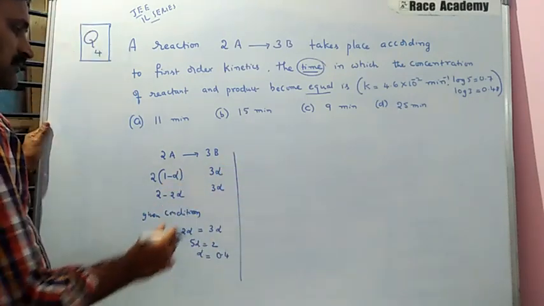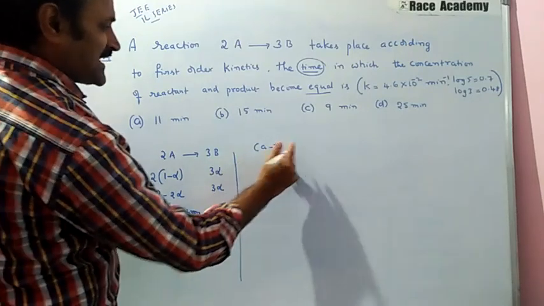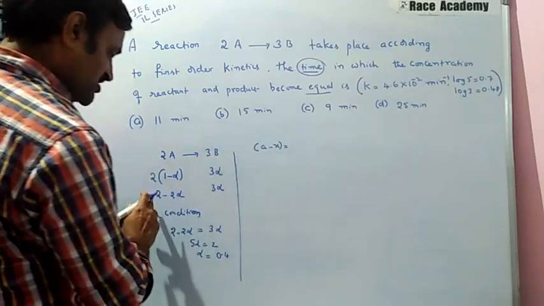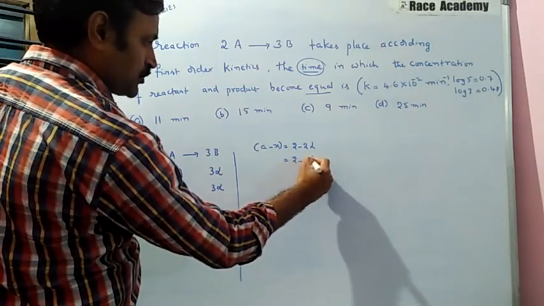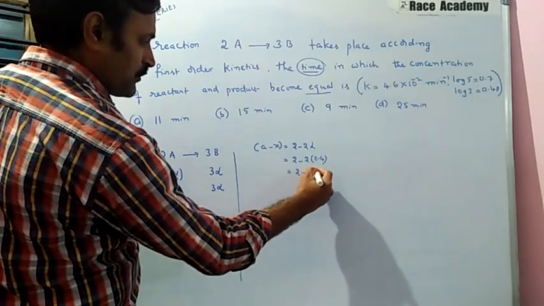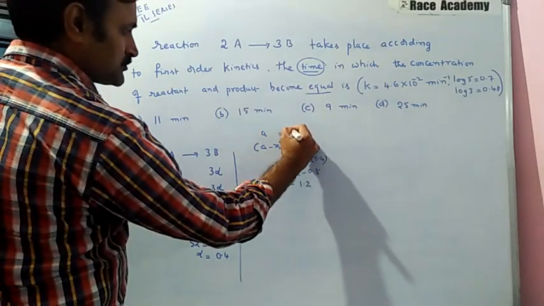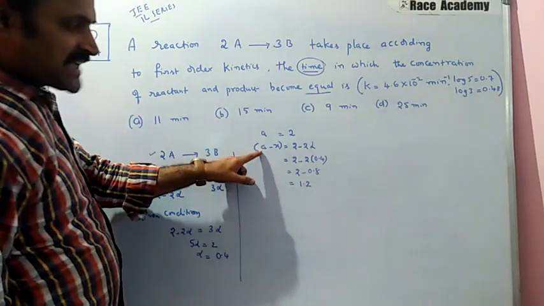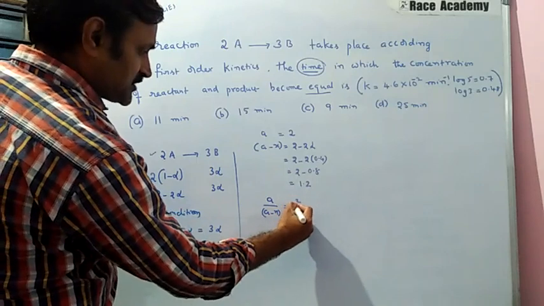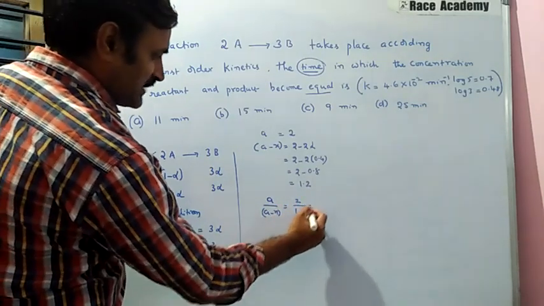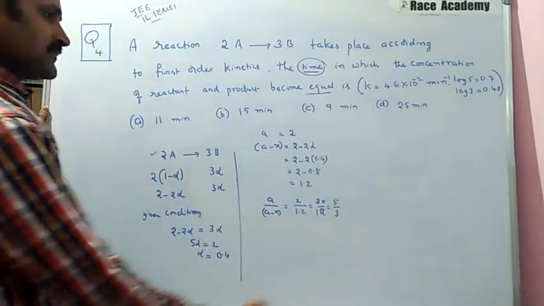From this information, we can understand that the concentration of the reactant at time interval t is A minus x. A minus x means this is 2 minus 2 alpha, that is 2 minus 2 into 0.4, which is 2 minus 0.8, we got 1.2. Initially it is 2 moles, so A is 2 and A minus x is 1.2. As per the rate constant concept, we have A by A minus x. In this, 2 by 1.2 is 20 by 12, which is 5 by 3. Let us keep it like this.